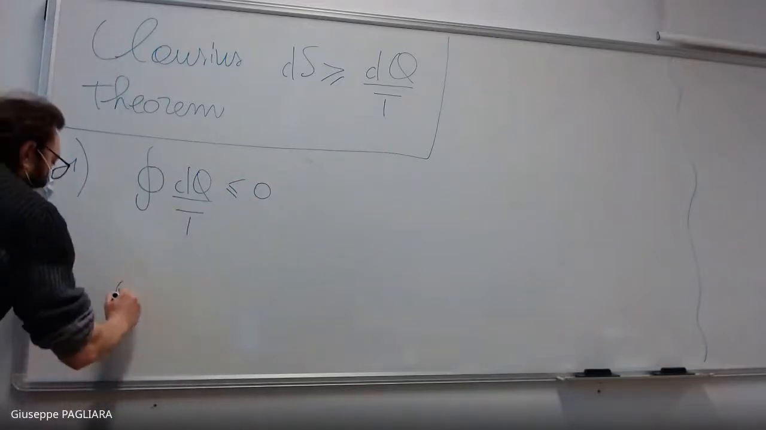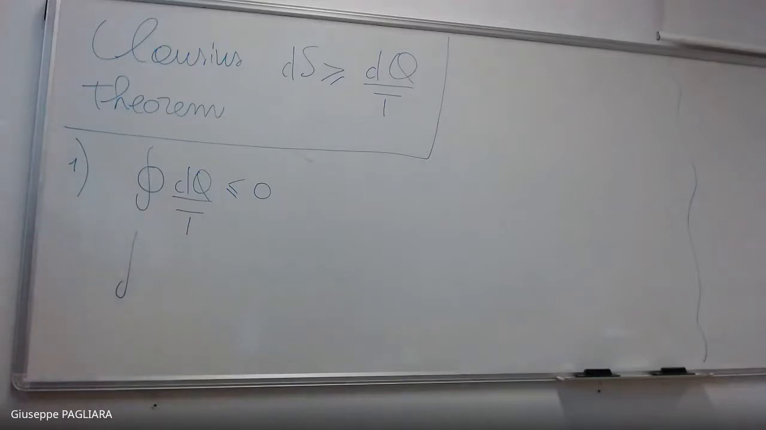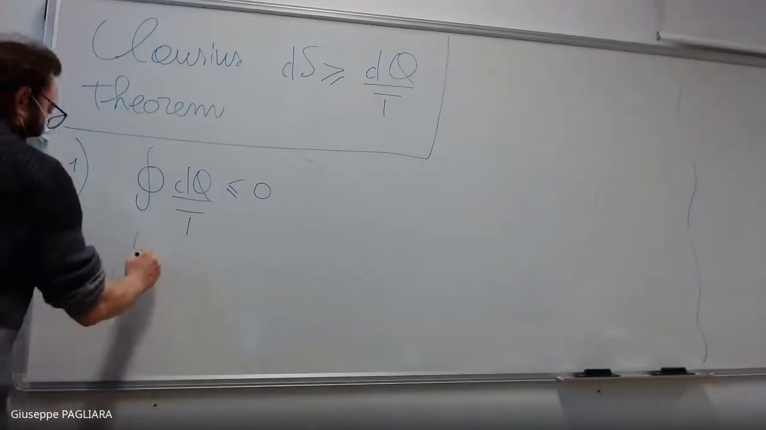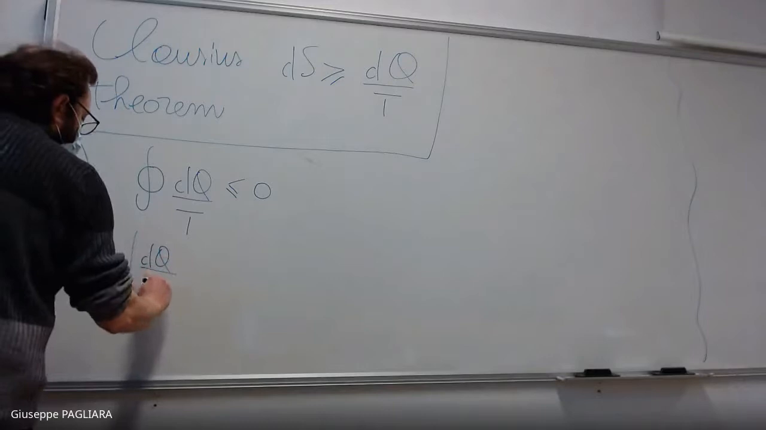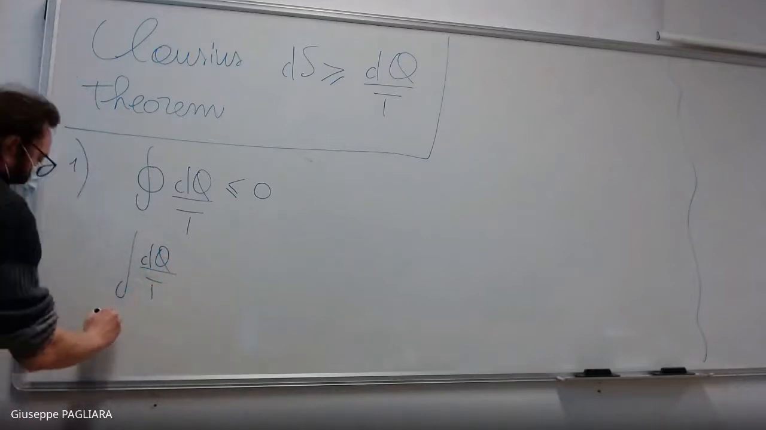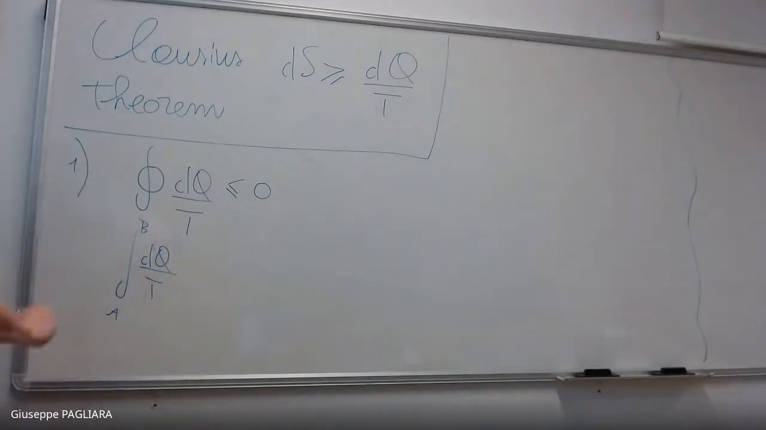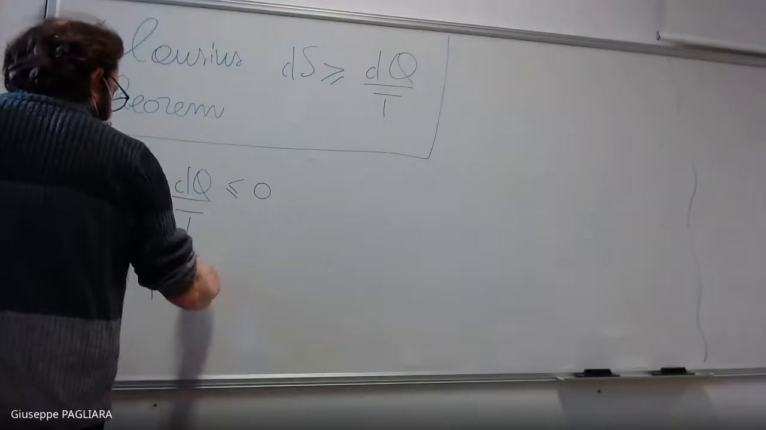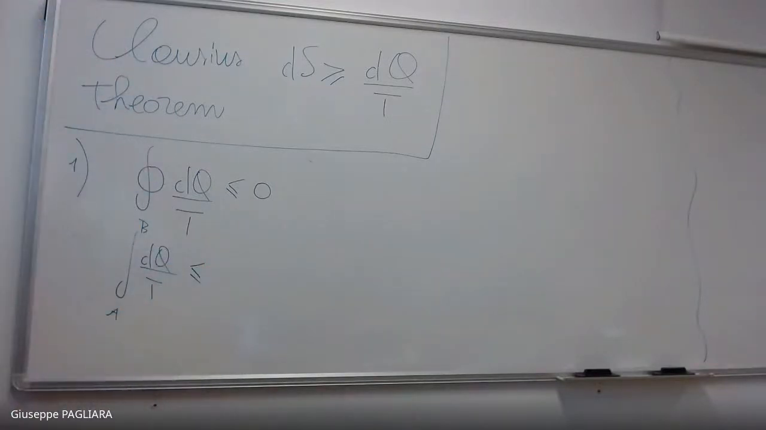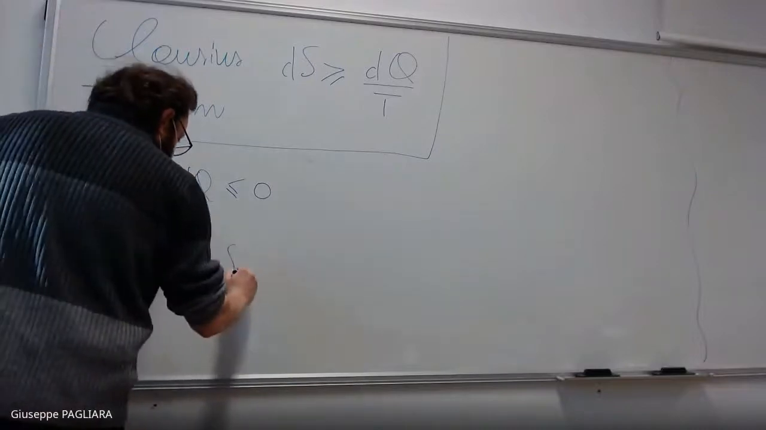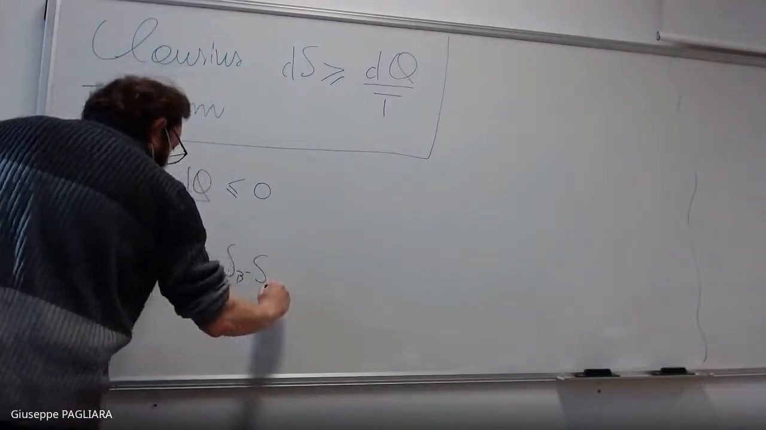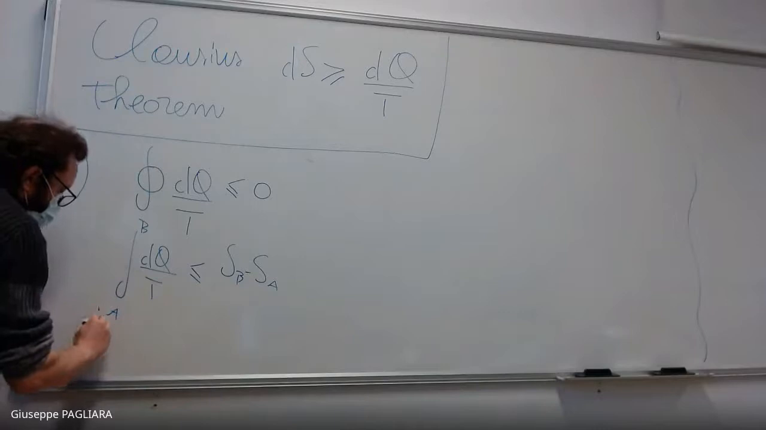Or if I do not a cyclic but just one transformation, from a state A to a state B along a certain path, then again the integral of dq over T is less than or equal to the difference of entropy, S_B minus S_A, and this is done along a certain path.